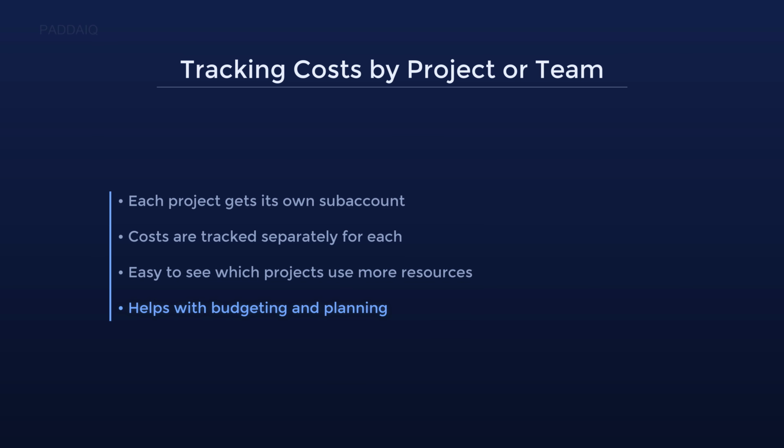Helps with budgeting and planning. This means you can see exactly where money is spent, so you can make smarter decisions about future spending. For example, if a marketing project is costing more than expected, you can adjust its budget or scope. This clarity ensures your resources are always aligned with your priorities.